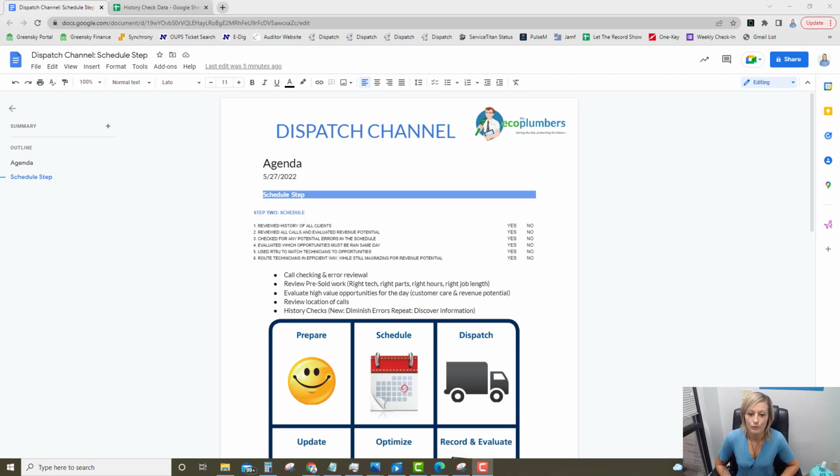Today we're going to go over the schedule step, which is the second step in the dispatch process. So we're going to start off by reading the CubeSide first, and then we're going to go over how it pertains to our job on a daily basis.